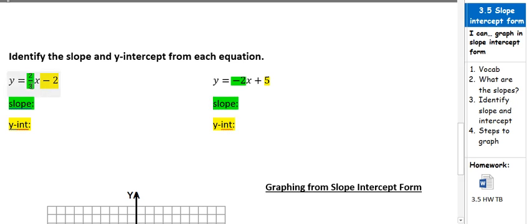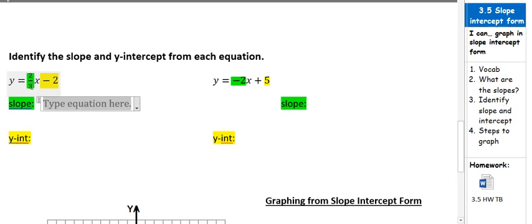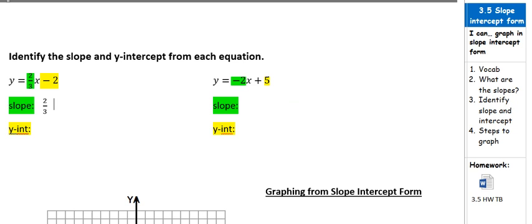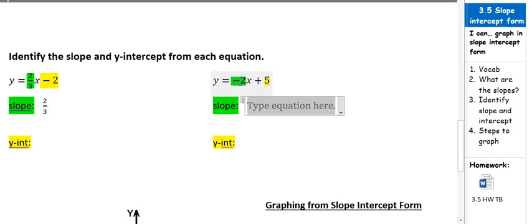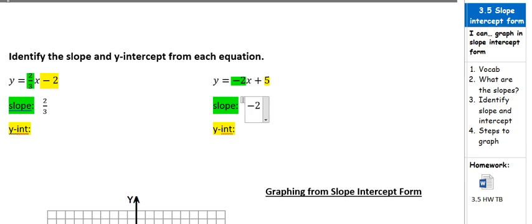Our slope is in green, so 2/3. Our slope this time looks like -2. But when I think about -2 as a fraction, it's tough to take a normal number that we like dealing with and think, well, really that's a fraction. But that's what it is.